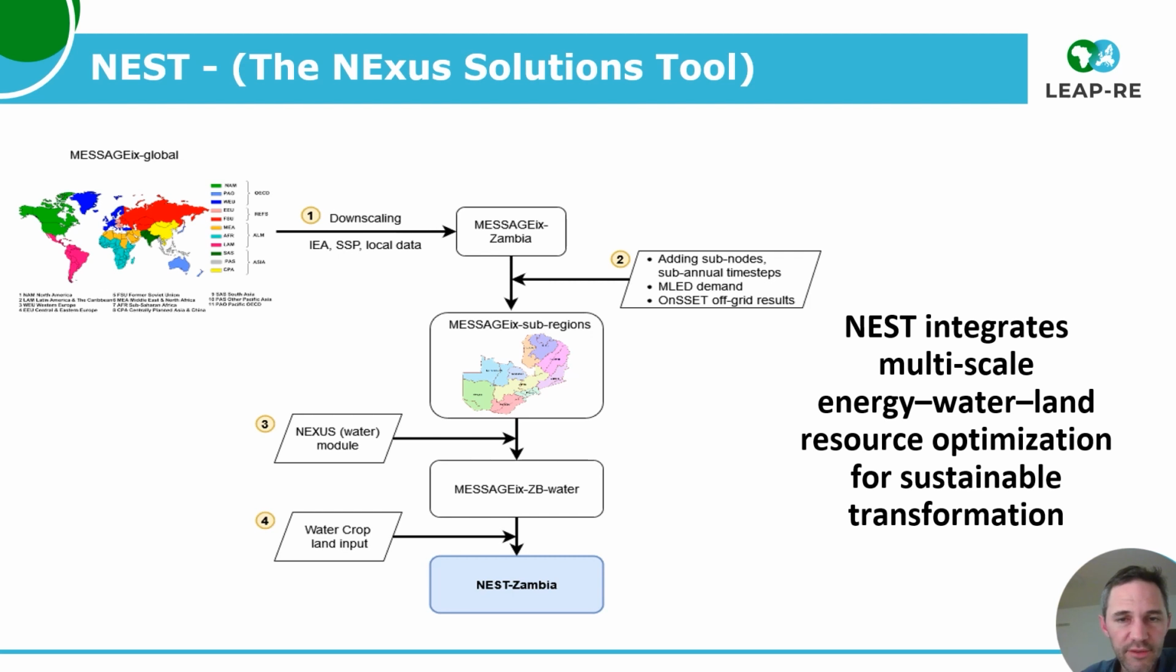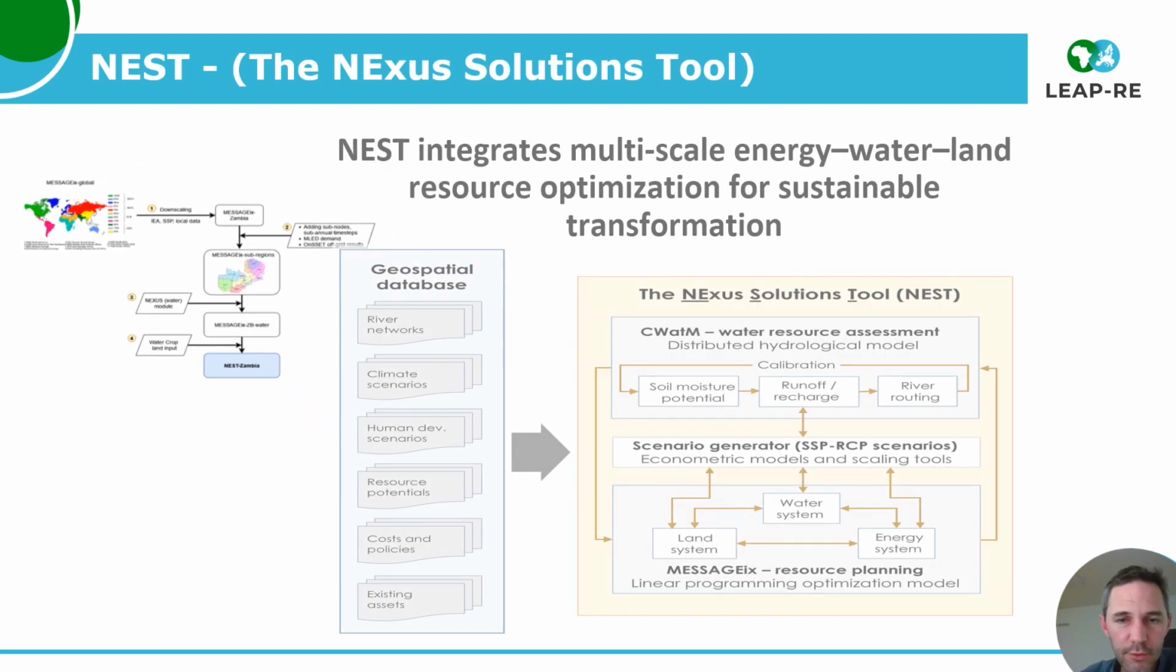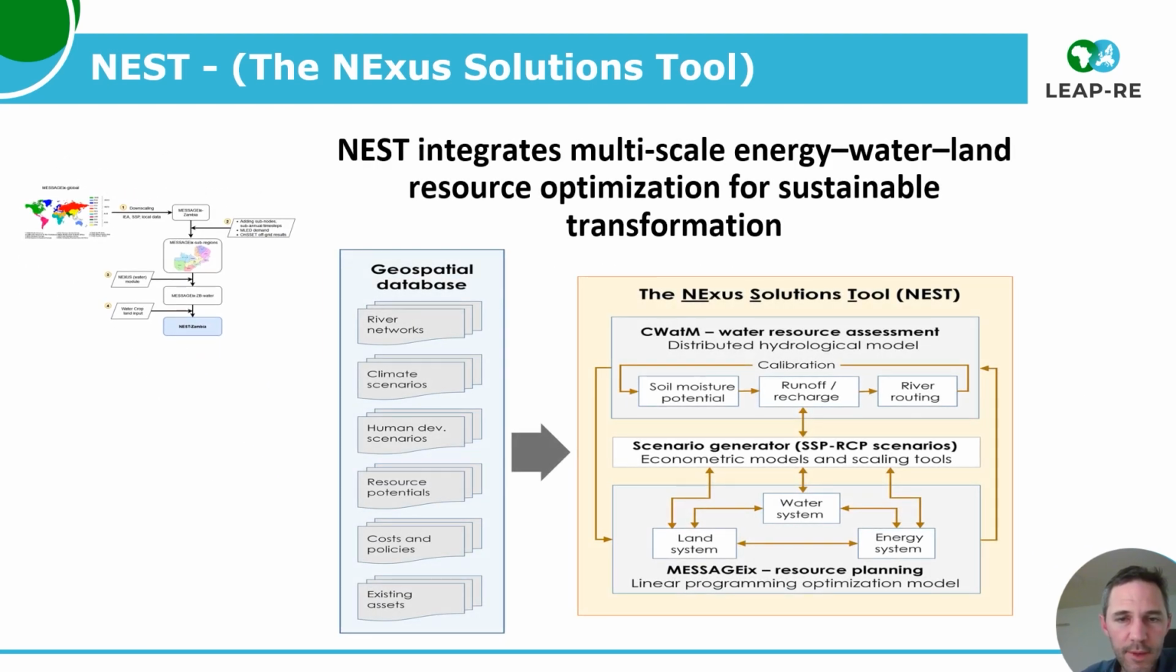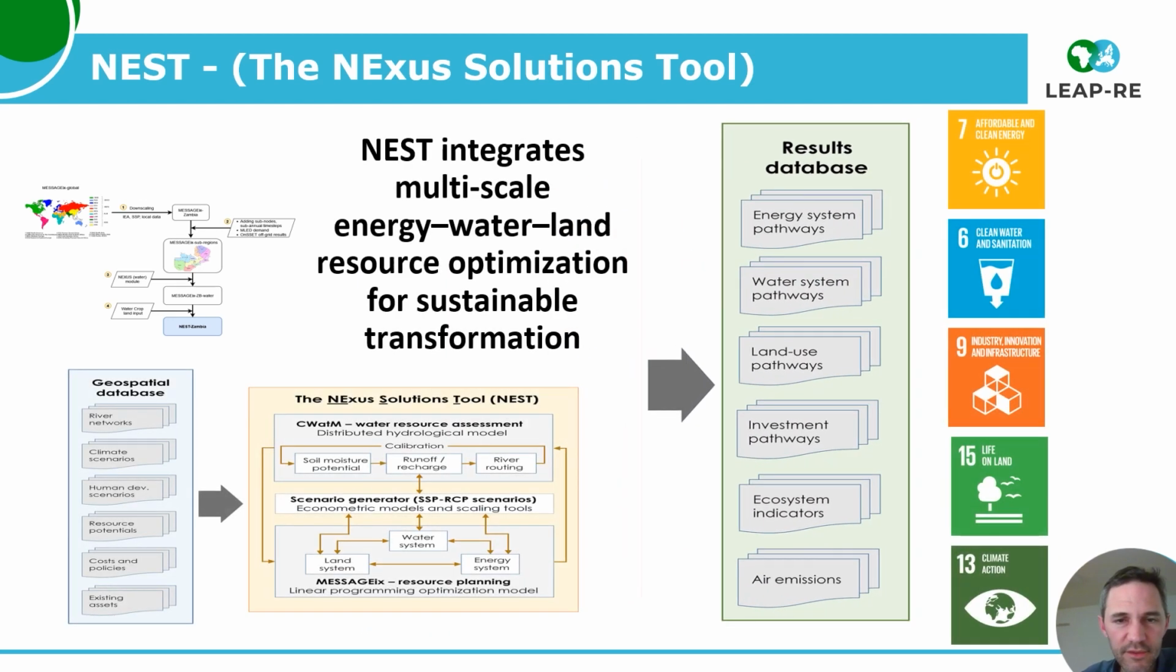It also takes information from WaterCrop, from the land use and food production. But ultimately, it helps optimize through the long term, across multiple decades, what are the necessary investments, typically, for example, for meeting the SDGs, but also climate goals. NEST is an integrated model that brings together many data sets and provides investment pathways for sustainable transformation.